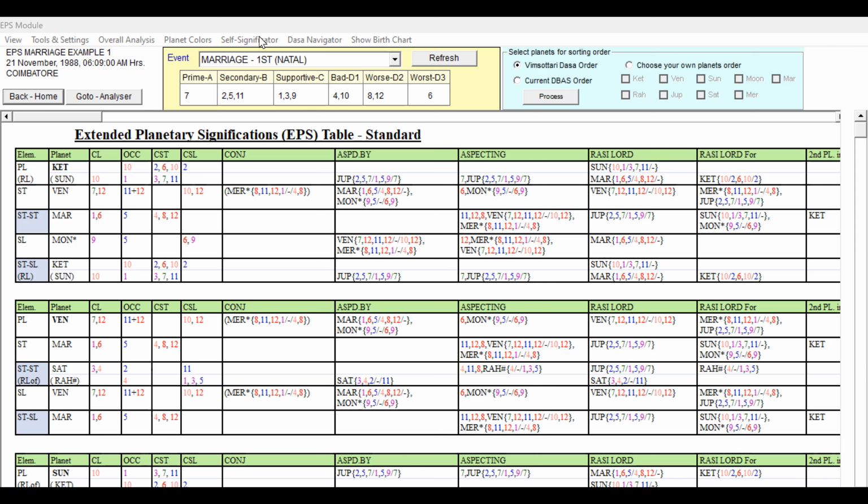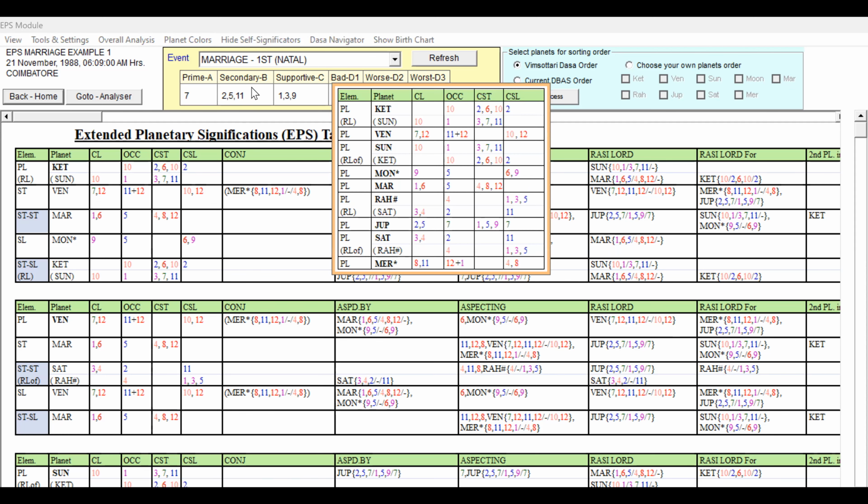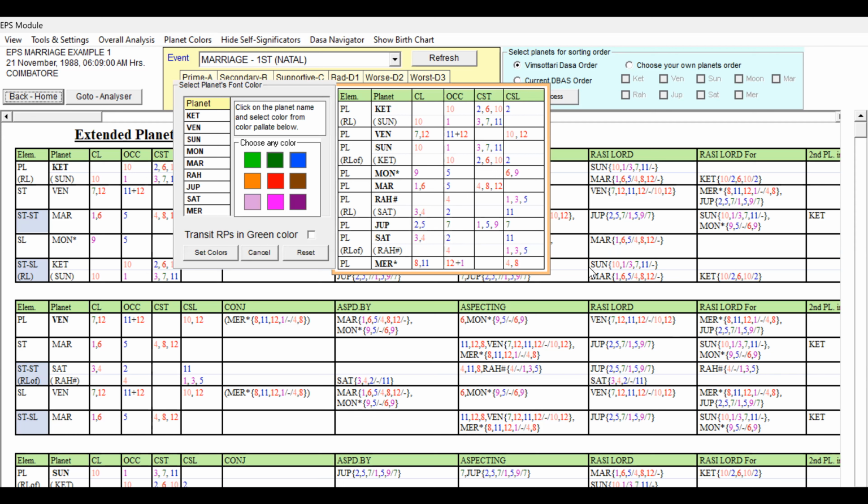Self-significator study. We have to check all self-significations of all the planets, and we can also give the respective colors according to their self-signification strength for our easy identification of each planet in the EPS tables. Now, let us check all 9 planets. In that, let us start with the Lagna.